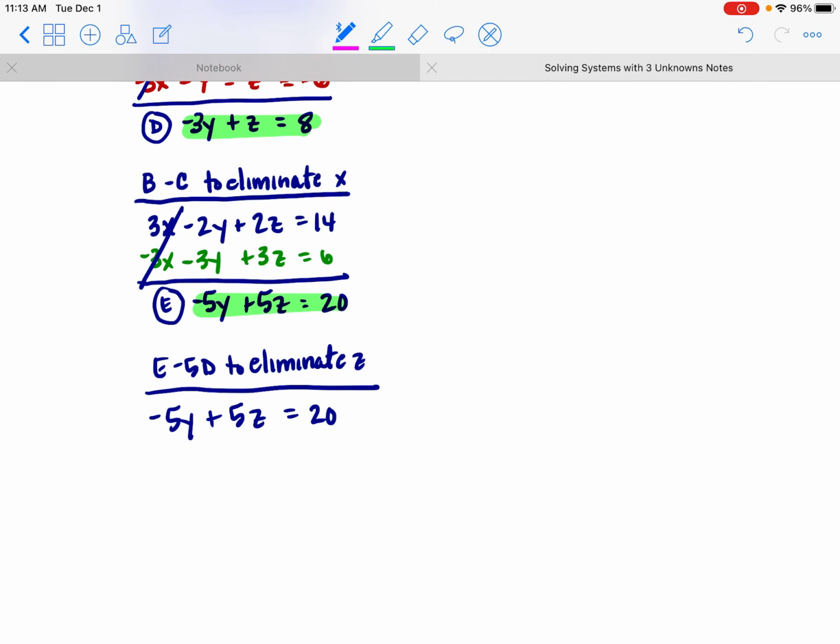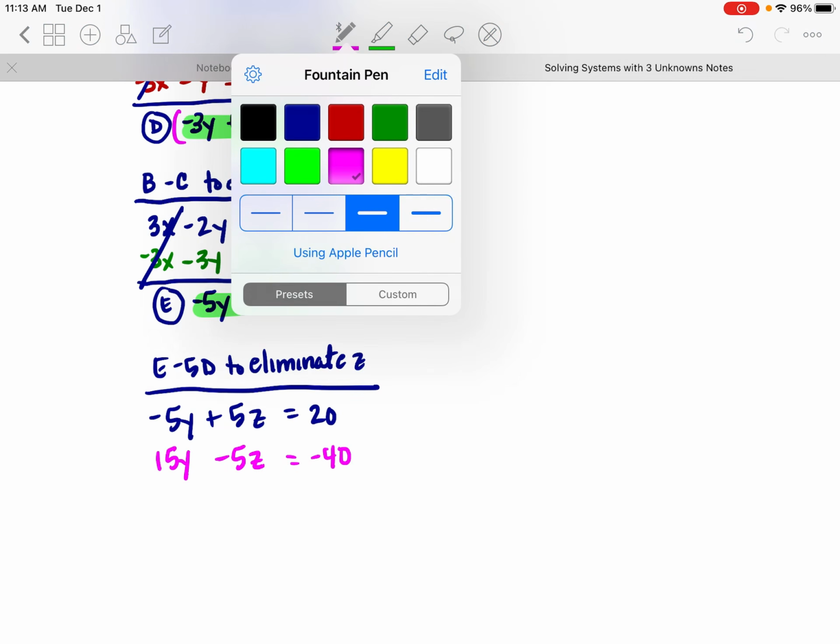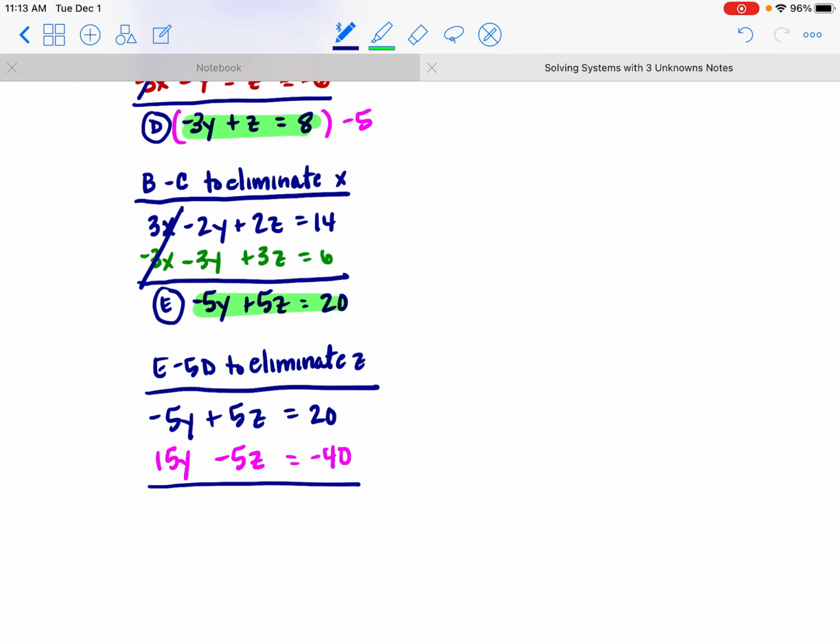Okay, so E is negative 5y, positive 5z, and 20, and negative 5 times d. So I'm going to take d and multiply it by negative 5. That's going to give me positive 15 in front of y, negative 5 in front of z, and negative 40 on the other side of the equal sign. So now if I combine these two equations, z's are gone. That's what I wanted to happen. And then negative 5 and 15 leaves me positive 10 in front of y, and 20 minus 40 gives me a negative 20.